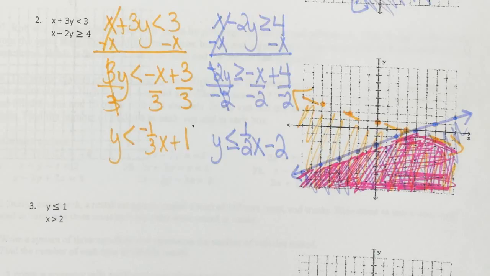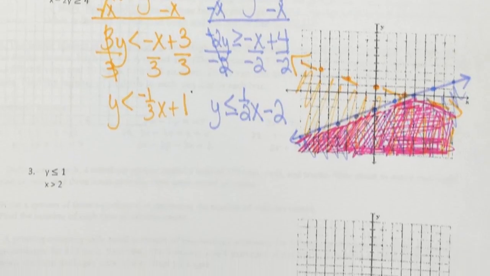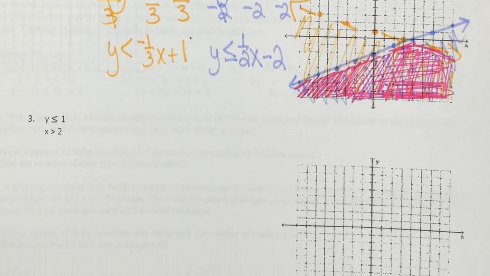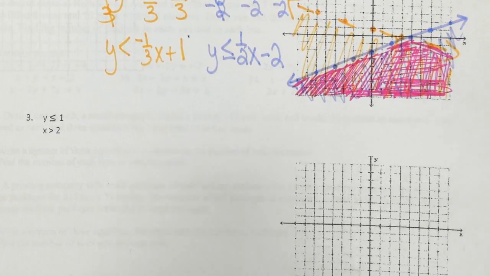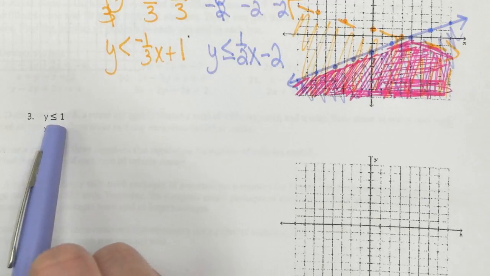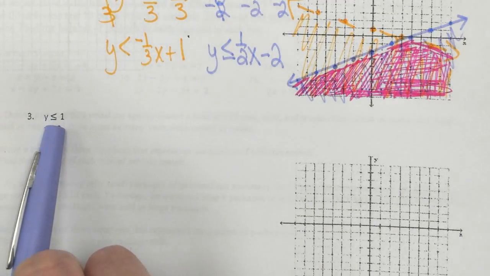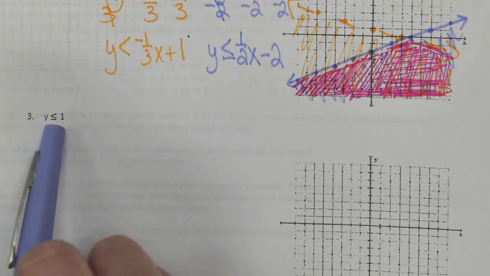All right, last one, number 3, guys, and then we're going to work with our partners, okay? All right, number 3. So look at this guy right here. It says y less than or equal to 1. How in the world do I graph that?